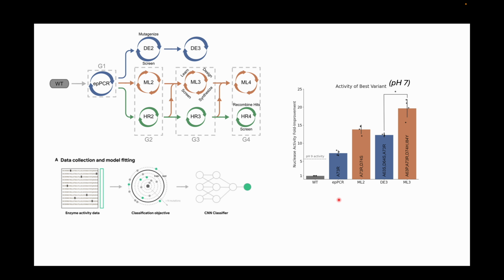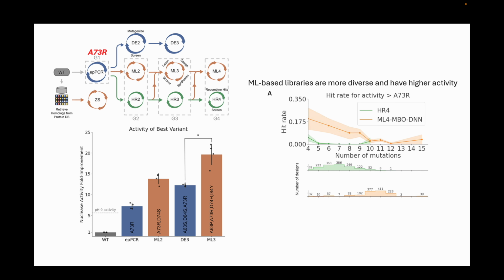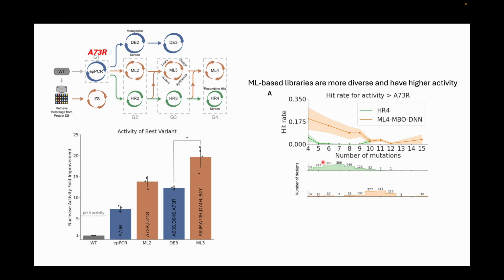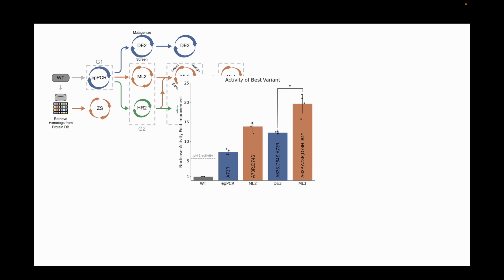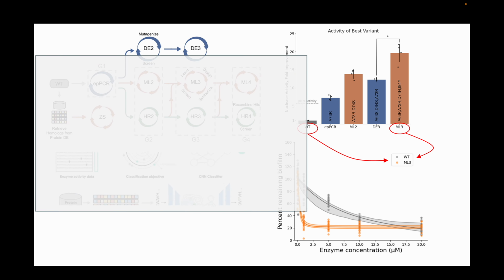So I'm running a bit over time, so briefly. As expected, each successive design round resulted in increased nuclease activity. However, the machine learning guided approaches resulted in significantly higher activities than the directed evolution campaign at pH 7. The activity of the wild-type nuclease in its native pH 9 is denoted here with this dotted line. For the case of ML4, researchers explored the capabilities of ML-guided methods to improve the diversity of the screening libraries, with the ML4 campaign having significantly more mutations with improved activities compared to the HR campaign.